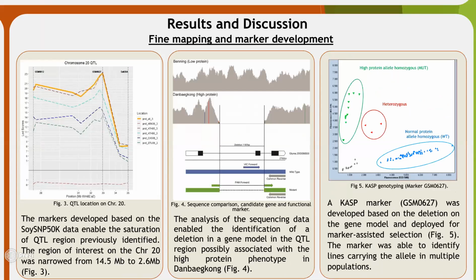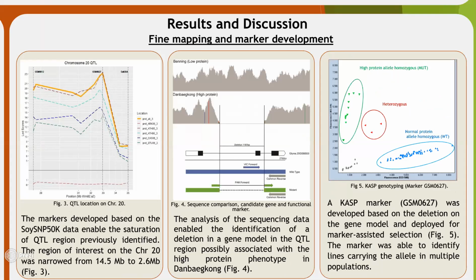In Figure 3, you can see that the new markers enable a better resolution and the QTL was narrowed to a region of approximately 2.6 megabases. When we aligned the sequence of the candidate lines, we identified several polymorphisms in the region. But the one that got our attention was a large deletion that completely removed the second exon of a gene model. As this was such a strong candidate, we developed a KASP marker based on this deletion.